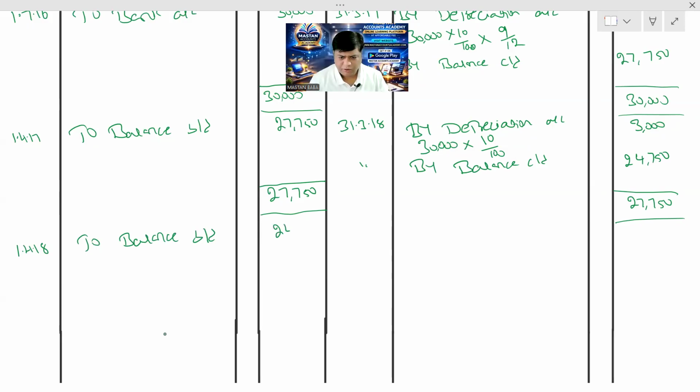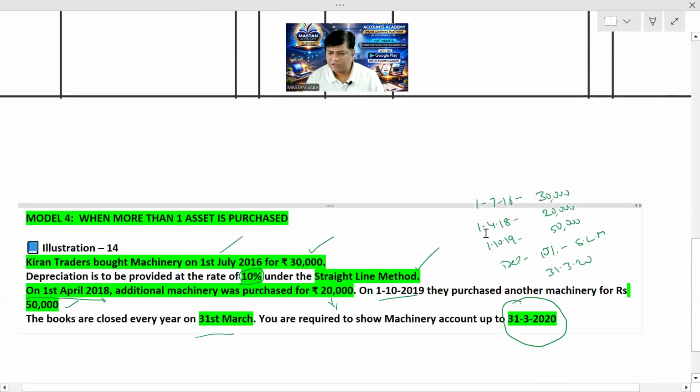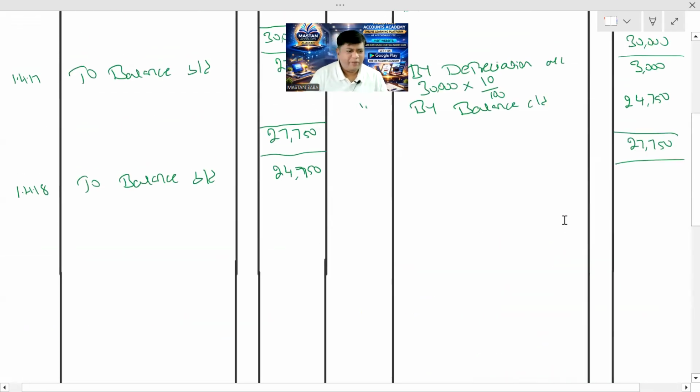Dear students, how much is it? 24,750. Just check it. Second machinery purchased on which date? Just you can see here, 1/4/2018, 20,000. So, beginning of the year.